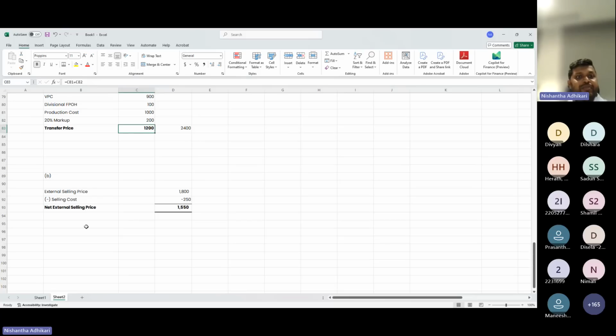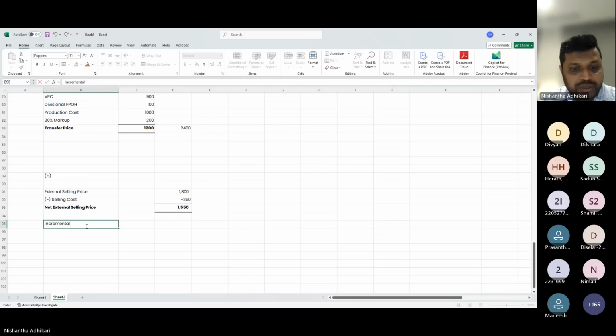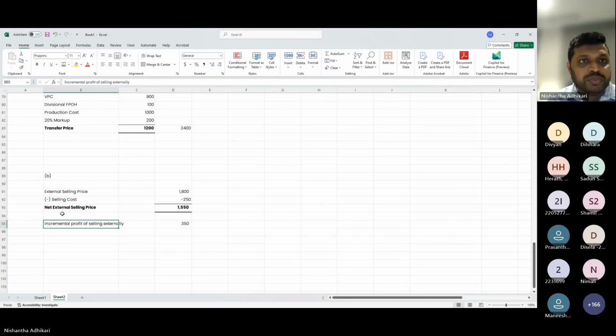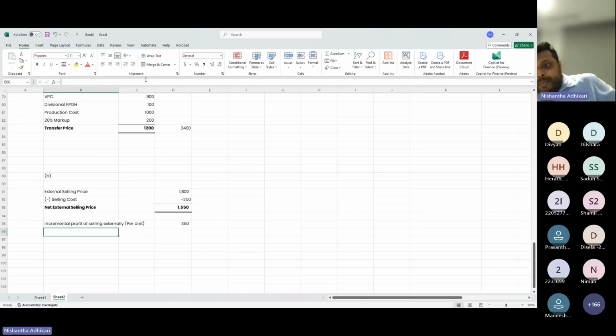Therefore, the incremental revenue, the profit of selling externally, is 1,550 minus 1,200, which is 350 per unit. This is per unit.